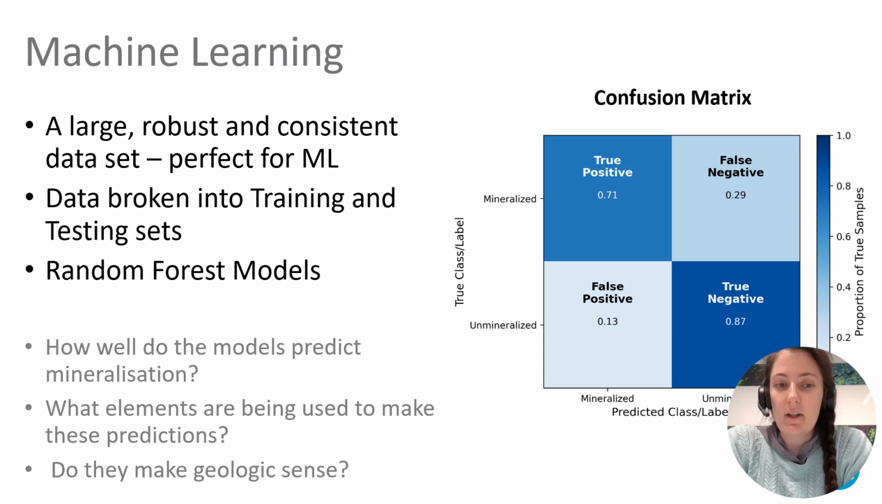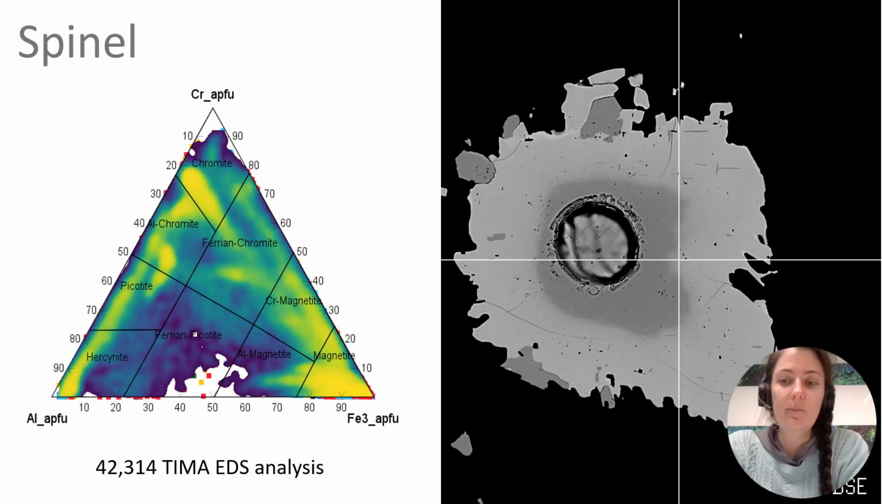So after running the machine learning models, we can see what elements are being used to make these predictions and whether or not they make geological sense. So the first mineral and the main mineral we focused on in this study was spinel. We ended up with 42,000 EDS analyses of spinel. Most of them focused in the chromite field and many in the magnetite field.